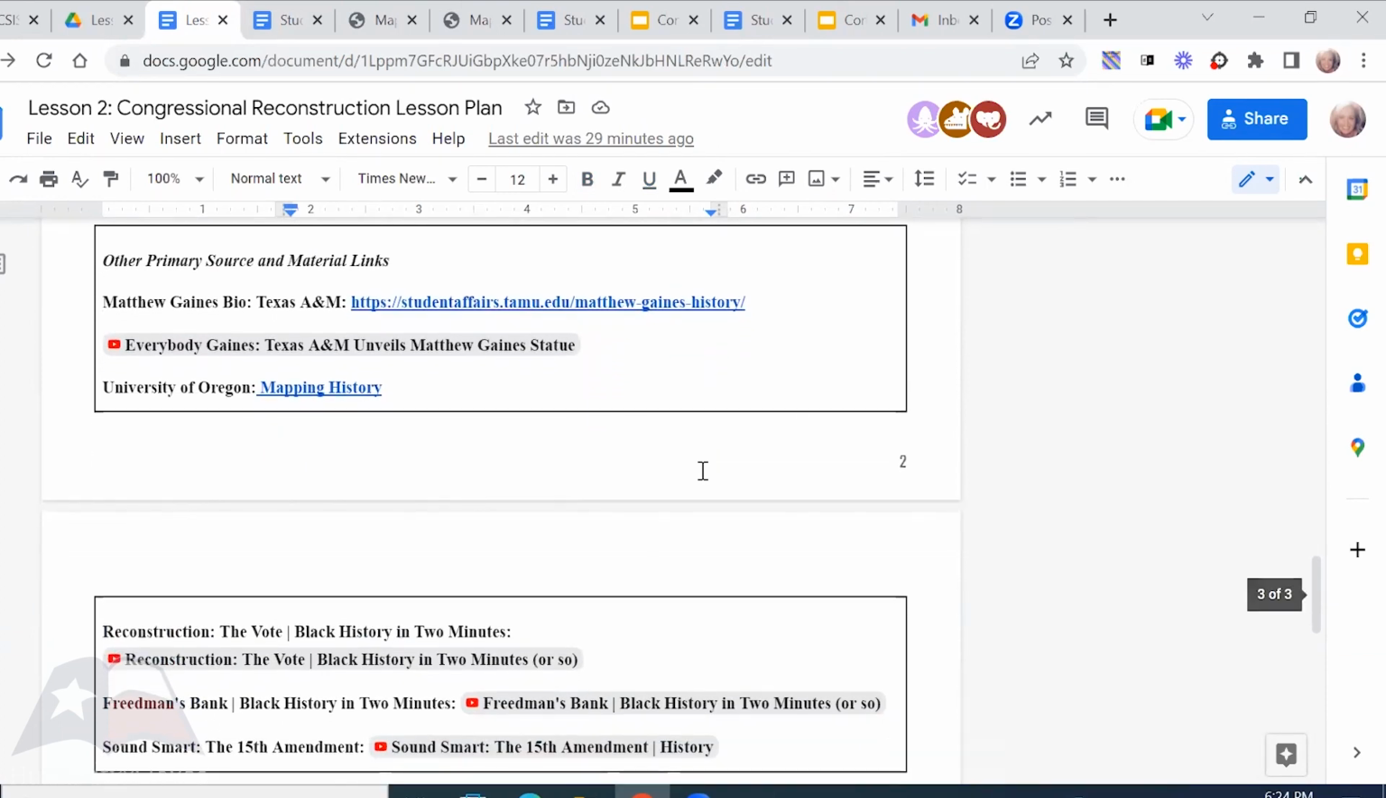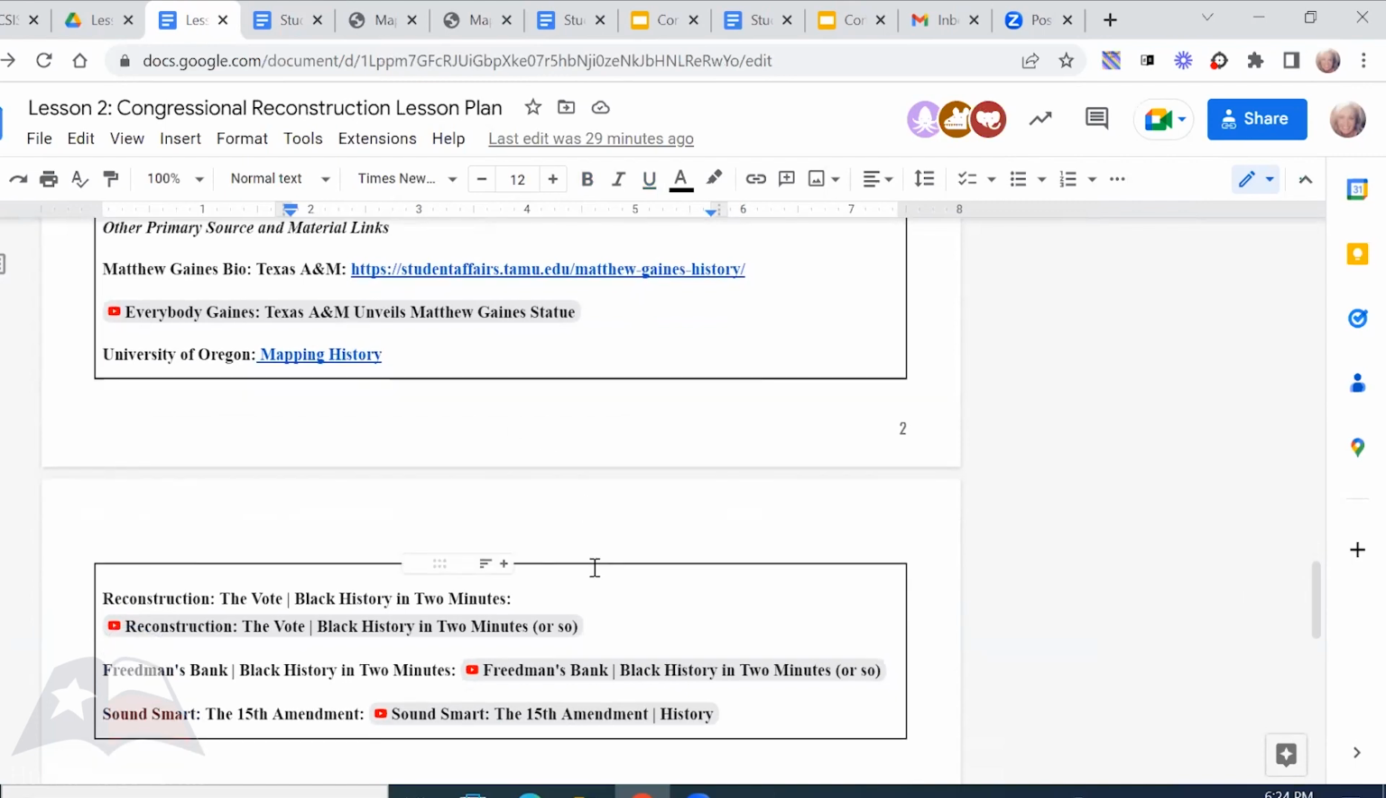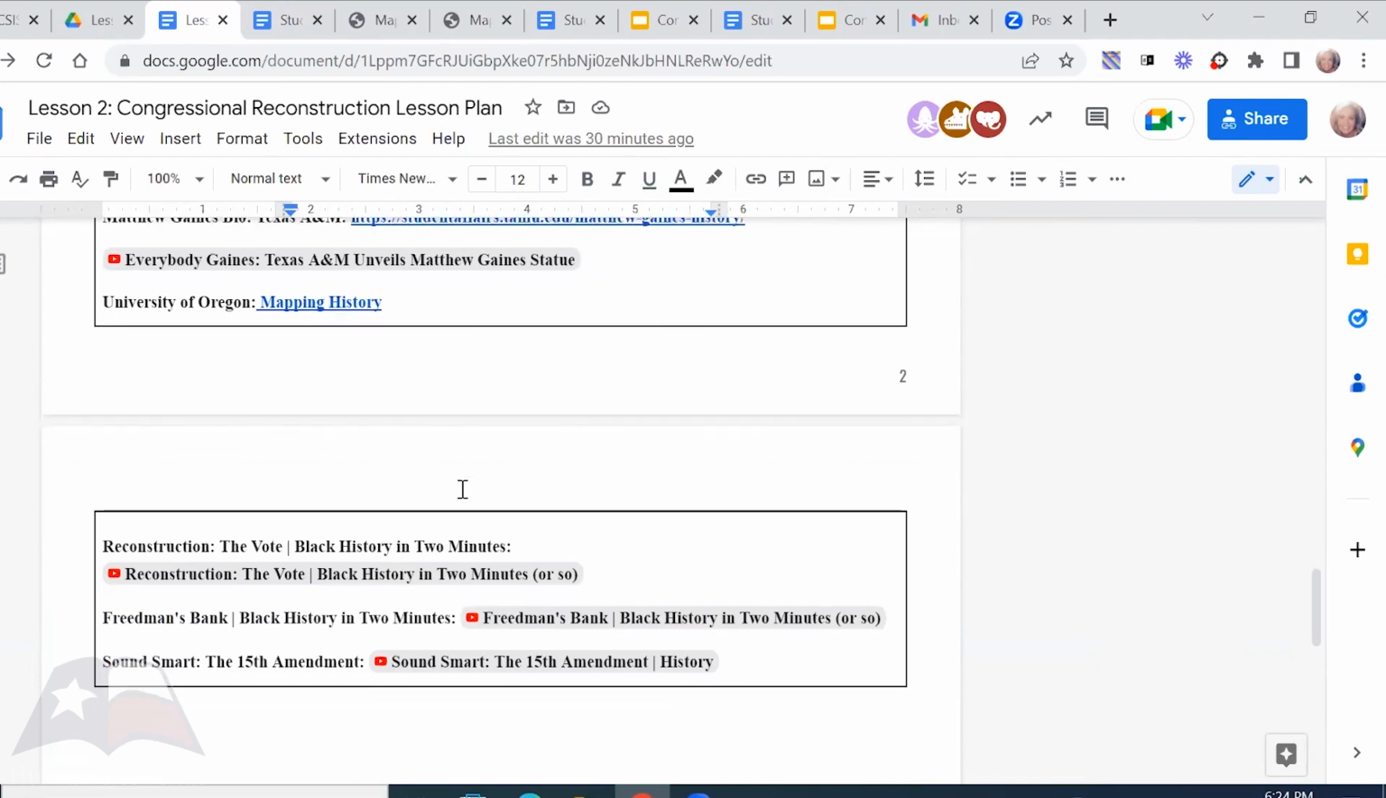I do want to show you a couple of things on the other primary source materials link. I linked in that Mapping History from the University of Oregon. They have fabulous information about cotton and the growth of cotton and the spread of slavery all at the same time. I would highly recommend going in there and playing with all the eras and seeing what's available.